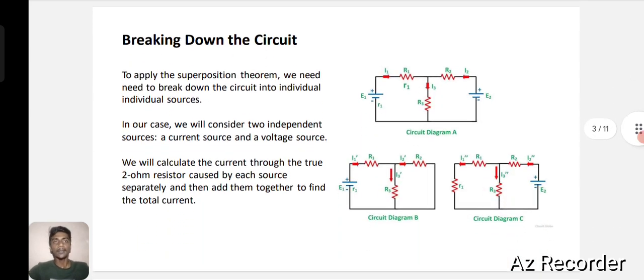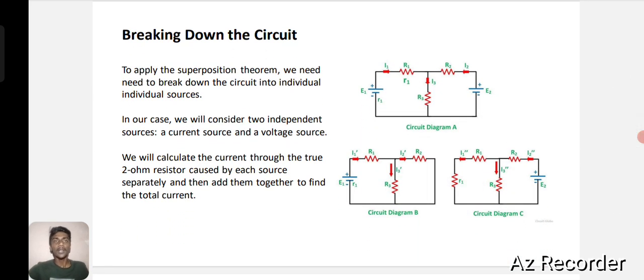Next slide is breaking down the circuit. To apply the superposition theorem, we need to break down the circuit into individual sources. In our case, we will consider two independent sources, a current source and a voltage source. We will calculate the current through the 2 ohm resistor caused by each source separately, then add them together to find the total current. We have seen the figures.